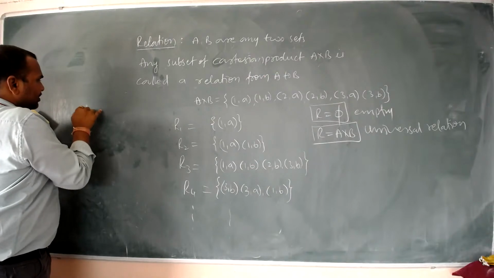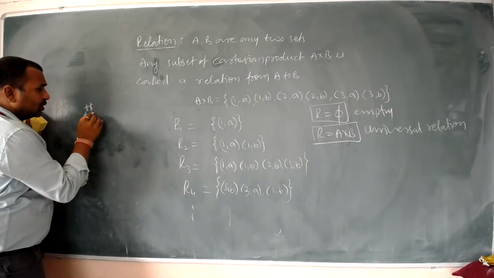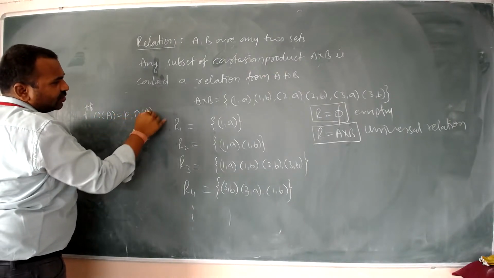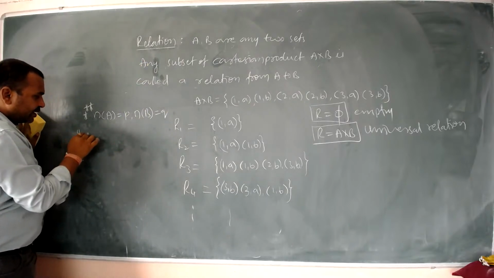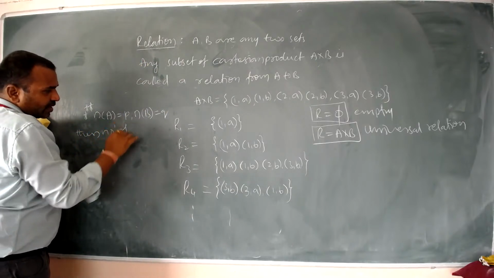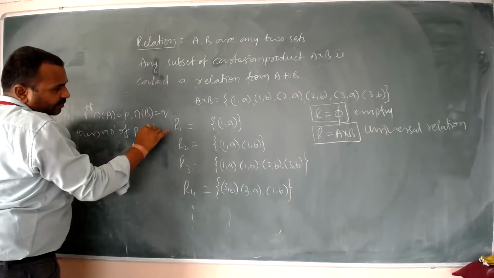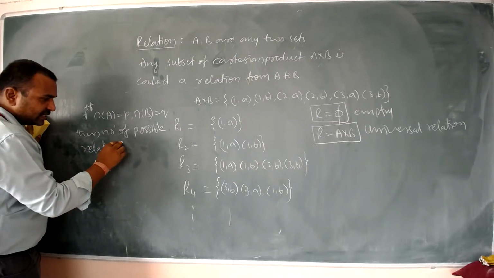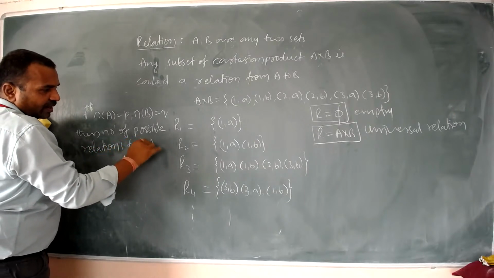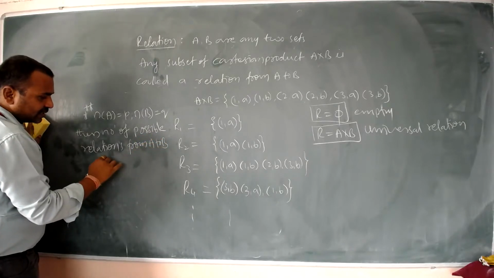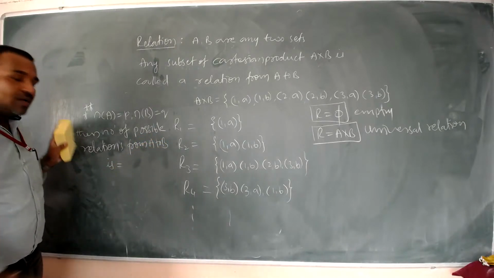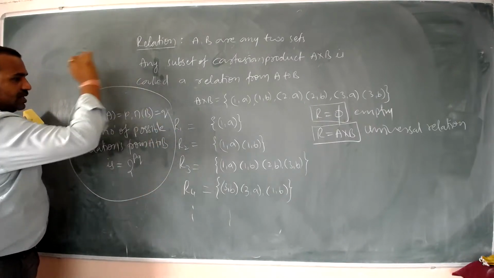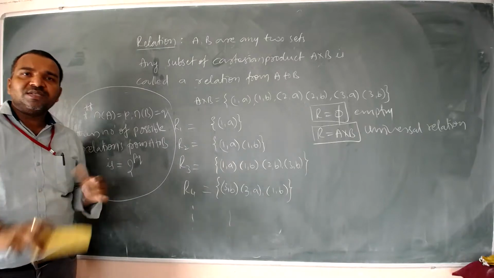Now, one important point is there. You can remember this for CV. So, n of A is equal to P, n of B is equal to Q. Then the number of possible relations from A to B is, guess what is the answer? It should be 2 power PQ. Have to remember: the number of relations from A to B is 2 power PQ.